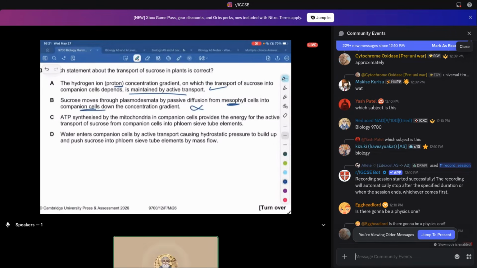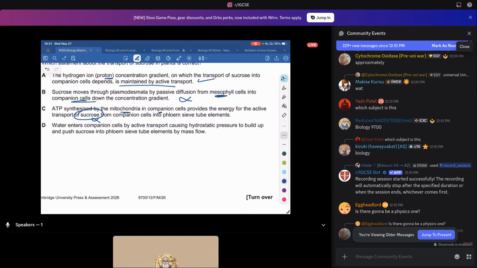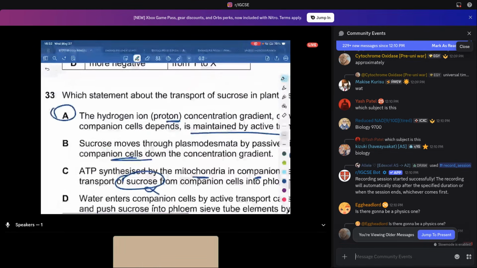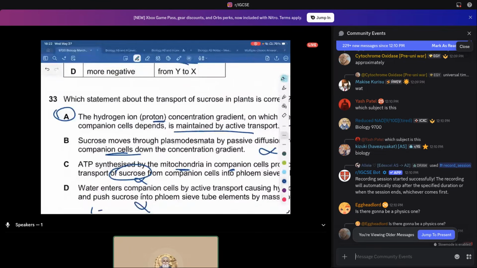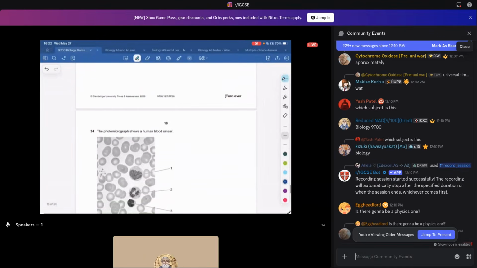Again, here, as we were saying, it moves from mesophyll to companion cells by secondary active transport. It moves from the companion to the phloem sieve tube through plasmodesmata by passive diffusion. ATP synthesized in the mitochondria of companion cells provides energy for the active transport of sucrose? No, secondary active transport relies on the movement of protons. Water enters companion cells by active transport? Absolutely no. Nothing here is correct. When you see something that's not familiar, always know it's probably going to be wrong.